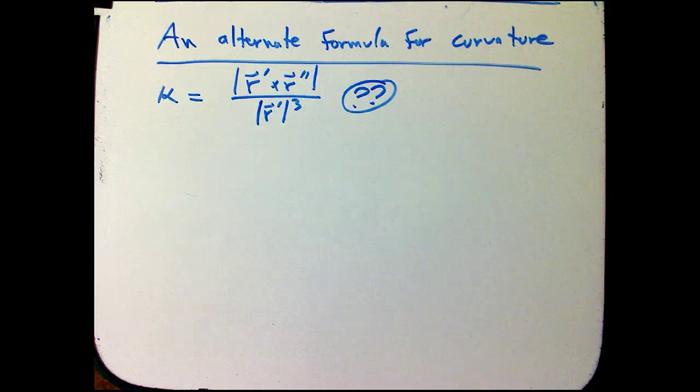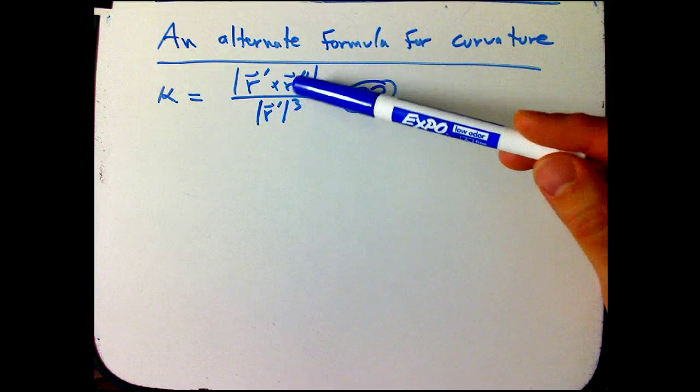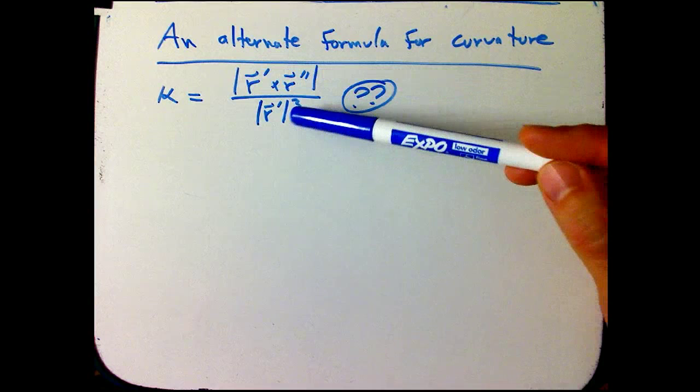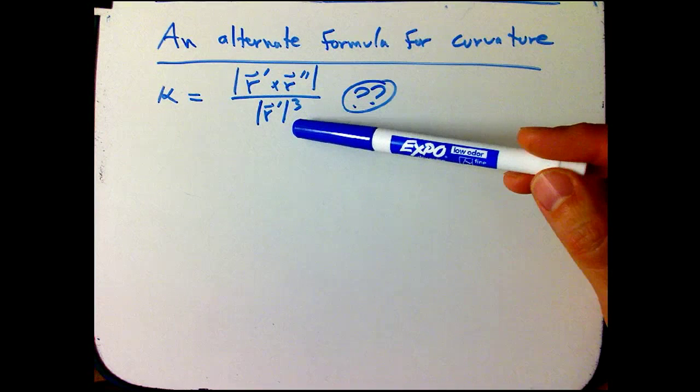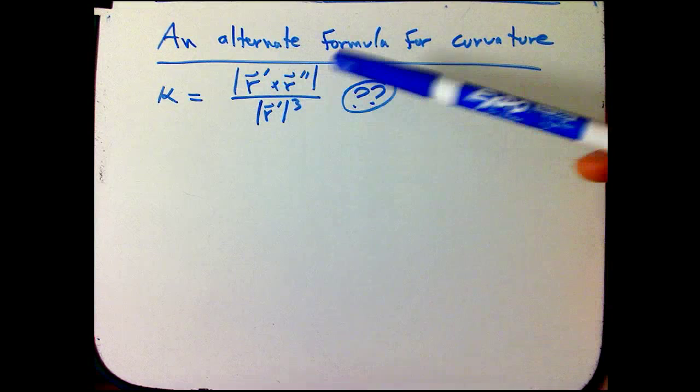I want to derive, as the last part of this particular series, an alternate formula for curvature. It's a great example of vector algebra and geometry in action. You'll see in a lot of places, in particular in our textbook, this formula for kappa. It's the velocity crossed with the acceleration divided by the speed cubed. And it's rather unexpected. The cross product, what is that doing there?